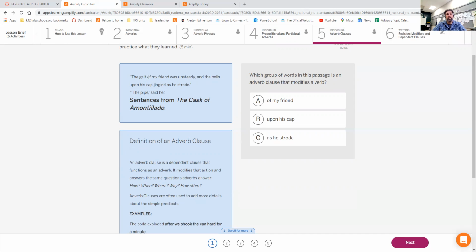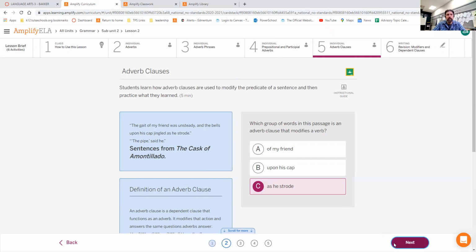We need a verb. So the gait of my friend was unsteady. It's just was unsteady. We don't have anything there, so that can't be that verb. We've got to look for our next verb. And the bells upon his cap jingled. Bells jingled. Okay, so they made noise. Do we have anything that describes how or why or when they jingled? Well, yeah, they jingled as he strode. As he was striding along, walking, his cap jingled. This explains how they jingled or why they jingled.